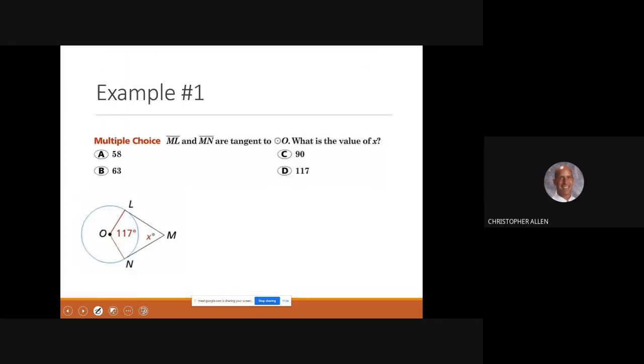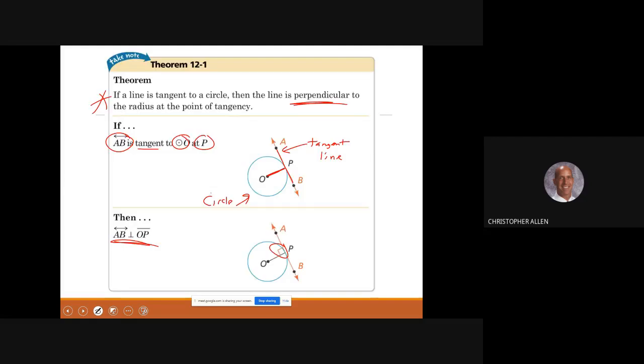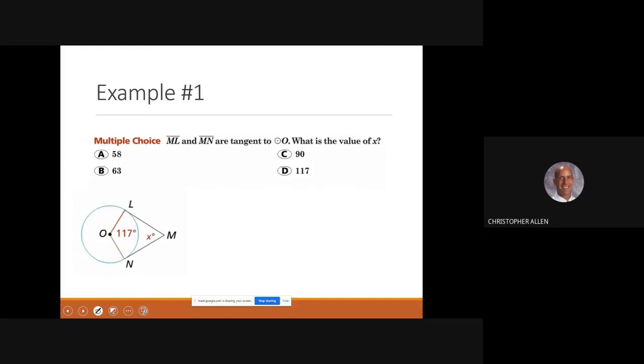Let's look at our first example. All right, so this one's a multiple choice. So if you wanted to, you could just guess the answer right now. It says segment ML and segment MN are tangents to circle O. What is the value of x? Any ideas of where to start? And I'll give you a hint. We just talked about a very important theorem right here, theorem 12.1. Can anyone help me get this started?